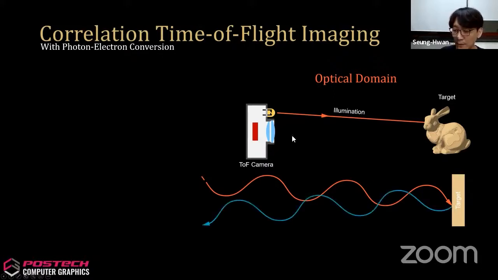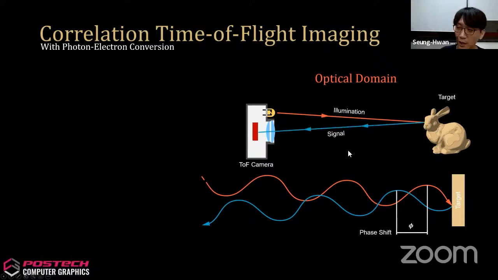After hitting the target scene, the intensity modulated light will be reflected back to the camera. Based on the depth between the time of flight camera and the target, there would be a phase shift between the emitted light and the detected light at the camera. This phase shift can be used to obtain the depth information. So our goal in indirect time of flight imaging is to obtain this phase shift to recover scene depth.